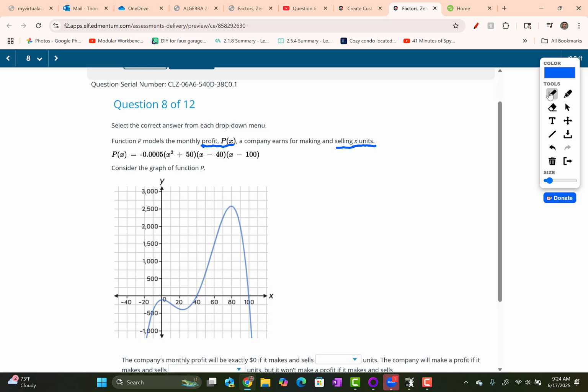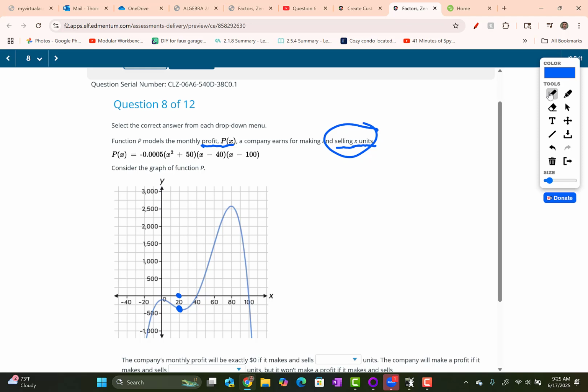Then they give us a graph of the function P. So at first glance, this problem seems daunting. There's lots of words, lots of big numbers, and we've got a graph. But let's understand what we're looking at in this graph before we answer the questions. Again, the x-axis is the number of units we're selling. So for instance, when we see this point at 20, this means they've sold 20 units, and where the graph exists at x equals 20 is right here.